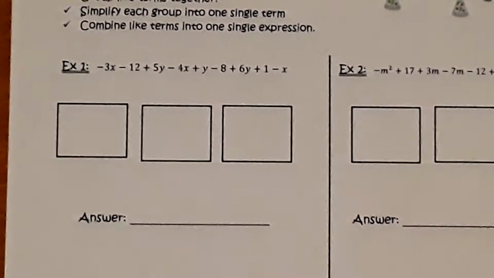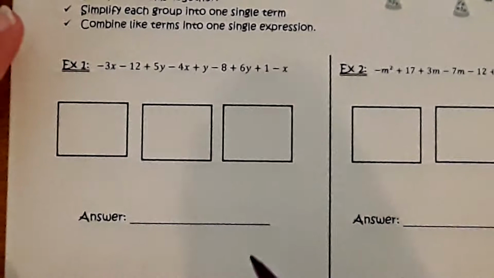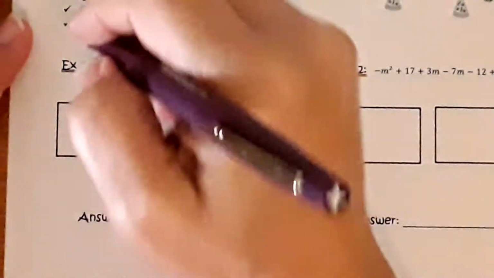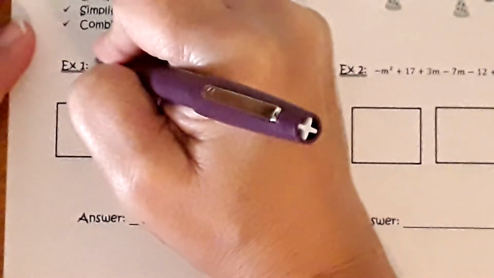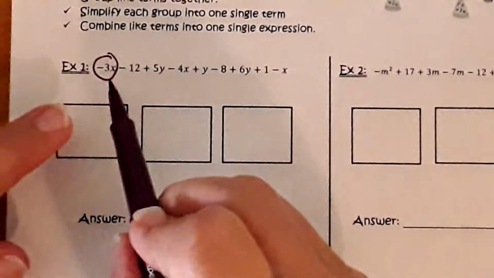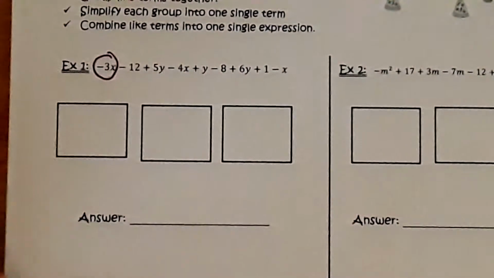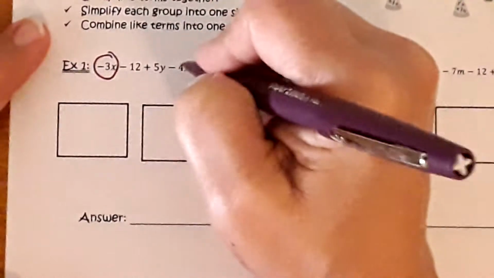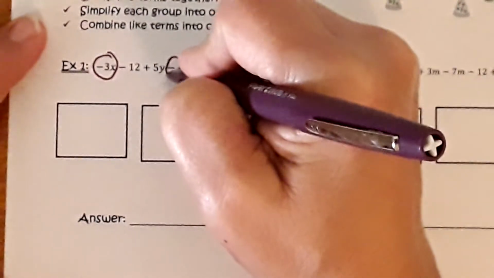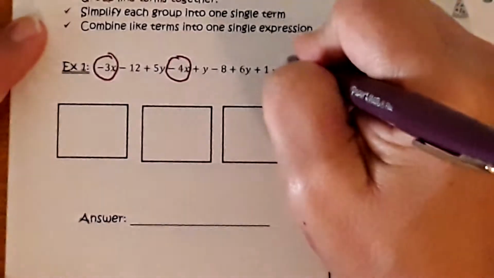What I like to do is draw lines in front of each plus or minus. Then I'm going to circle all my like terms. I'm going to circle anything with an x. Notice that negative 3x, I take that negative. Do you see anything else with an x? Did you say 4x? Yes, but you're going to take the sign in front of it, and then I see this.